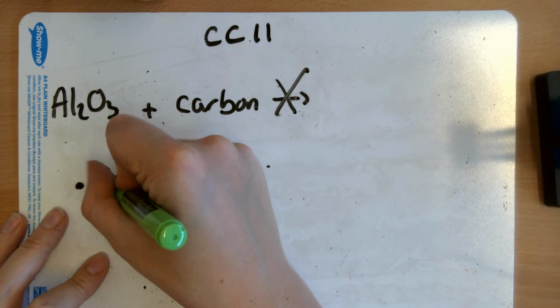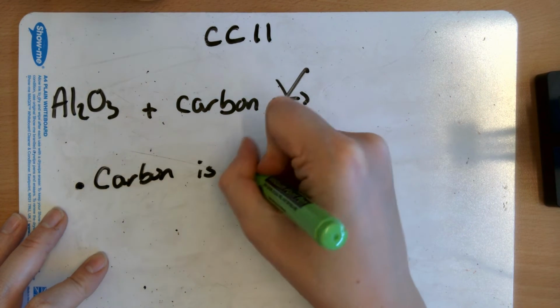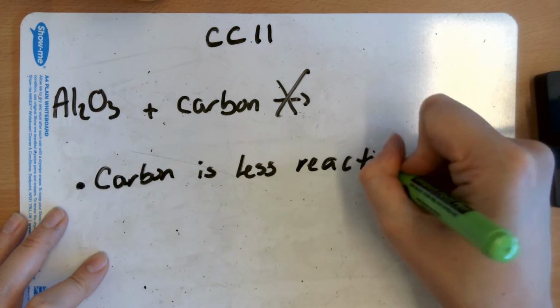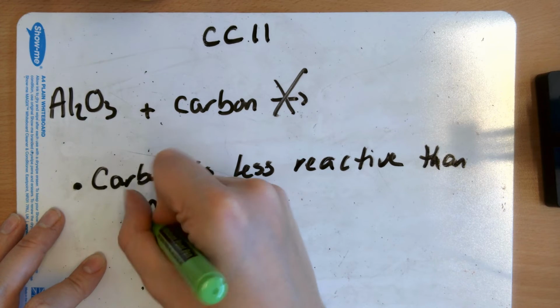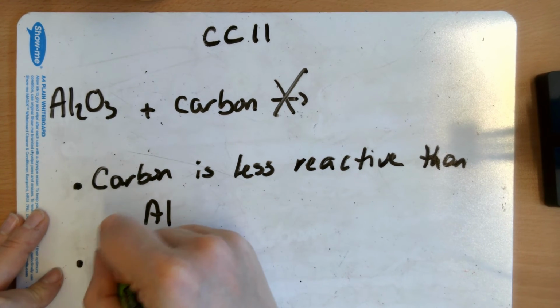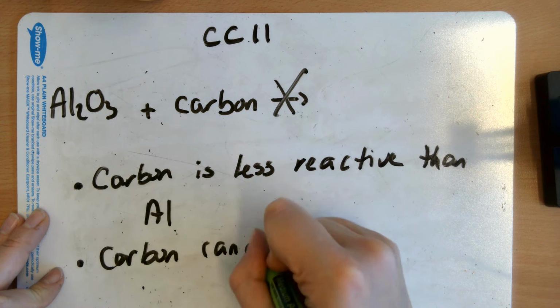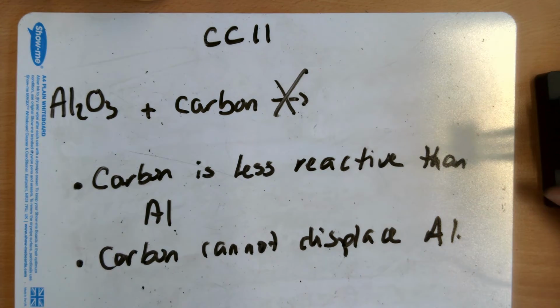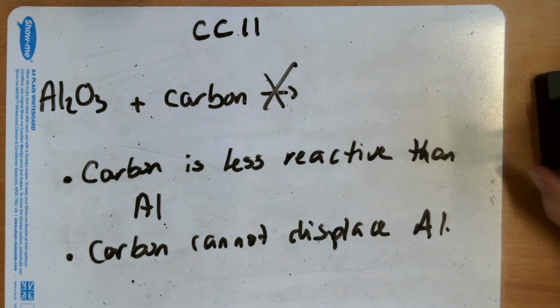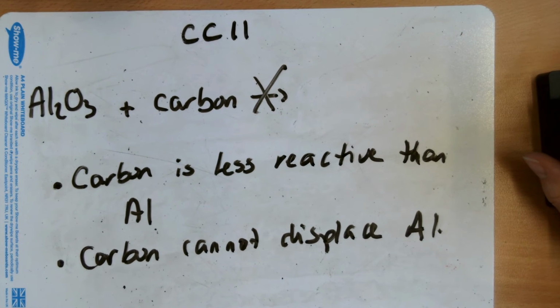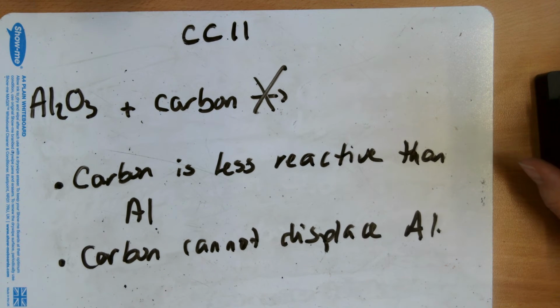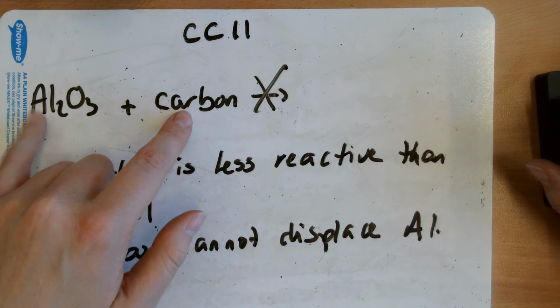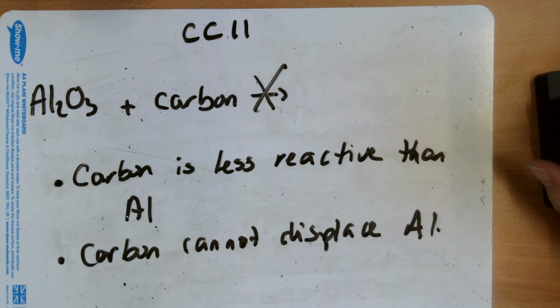You have to tell me that carbon is less reactive than aluminium, and then you have to say, therefore, carbon cannot displace aluminium. I'm going to point out 1 or 2 things that students say that's wrong. One thing you won't get the marks for is if you're too vague. If you just say carbon is less reactive, than what? You have to say it's less reactive than aluminium. Other thing you might say that is vague is if you just say aluminium is reactive. Okay, it has to be a comparative statement. You're comparing the reactivity of carbon and aluminium. Both of them need to be included in this first sentence.